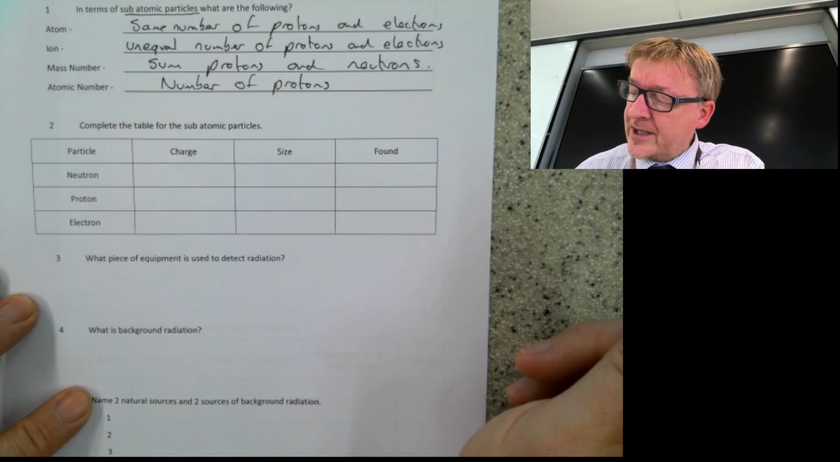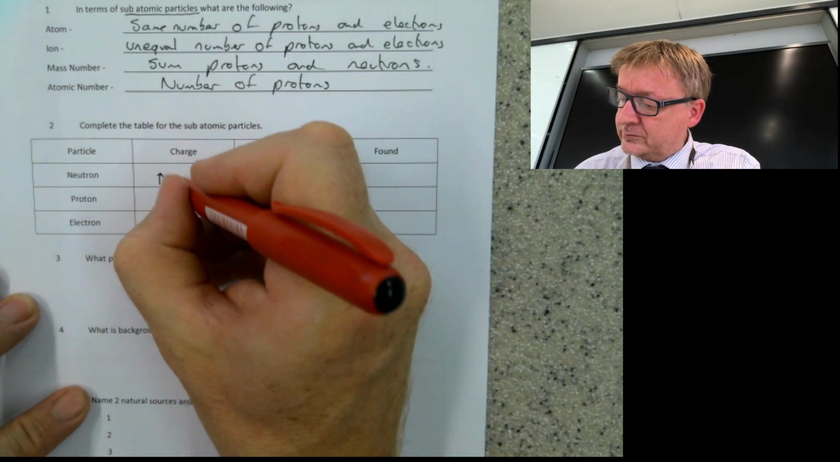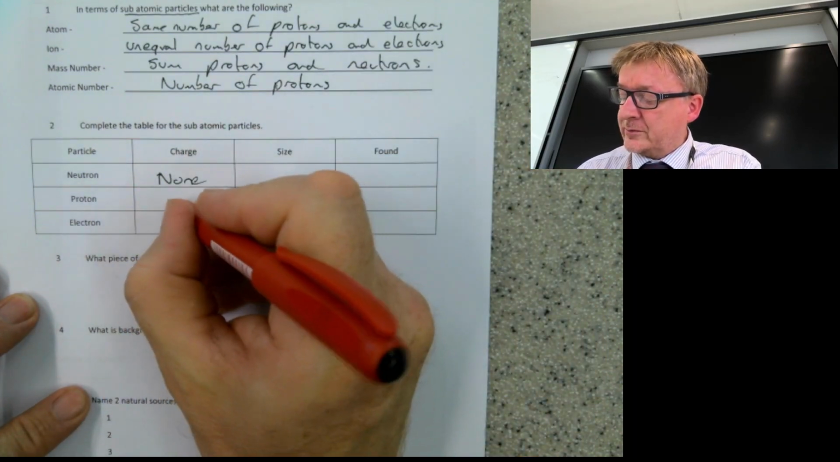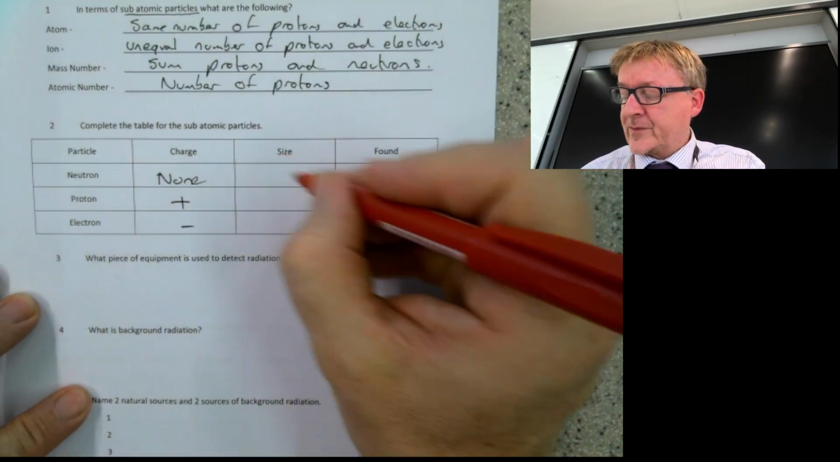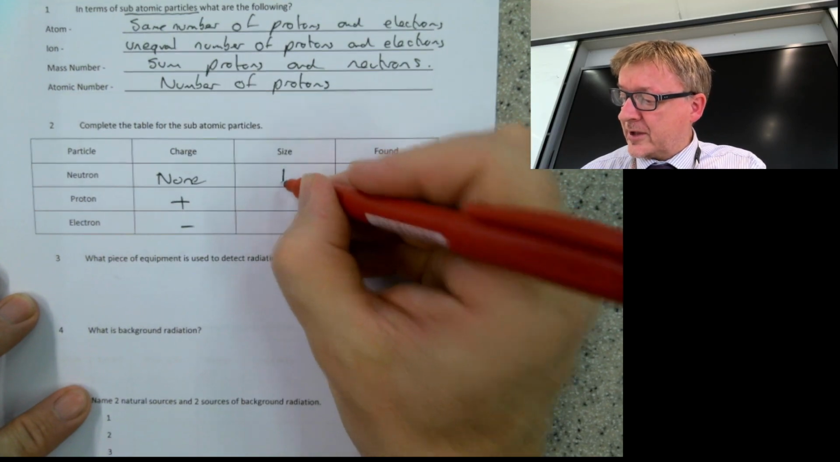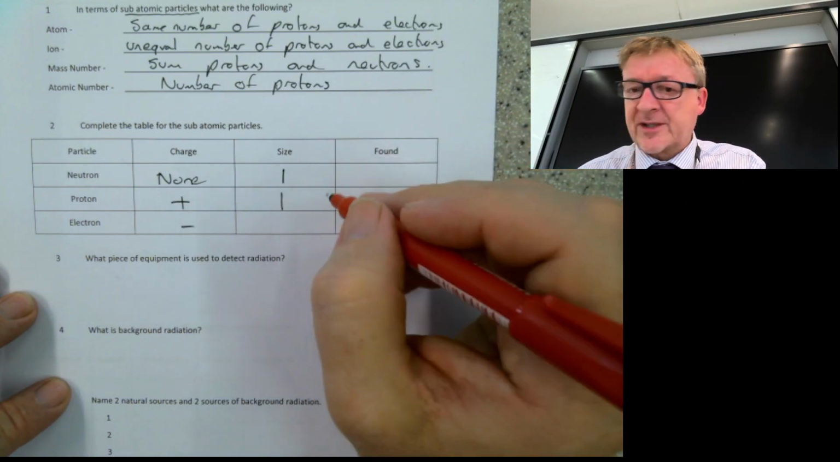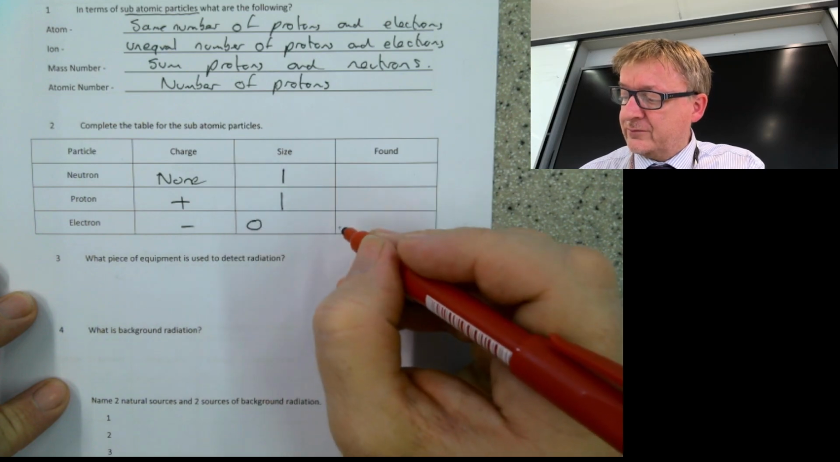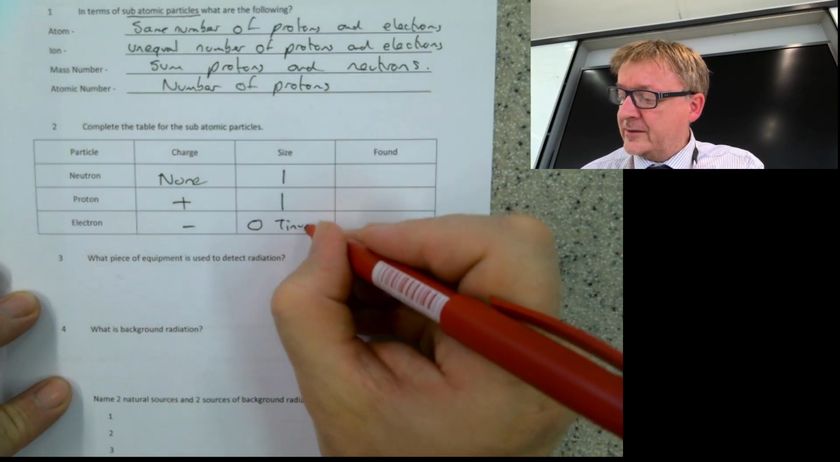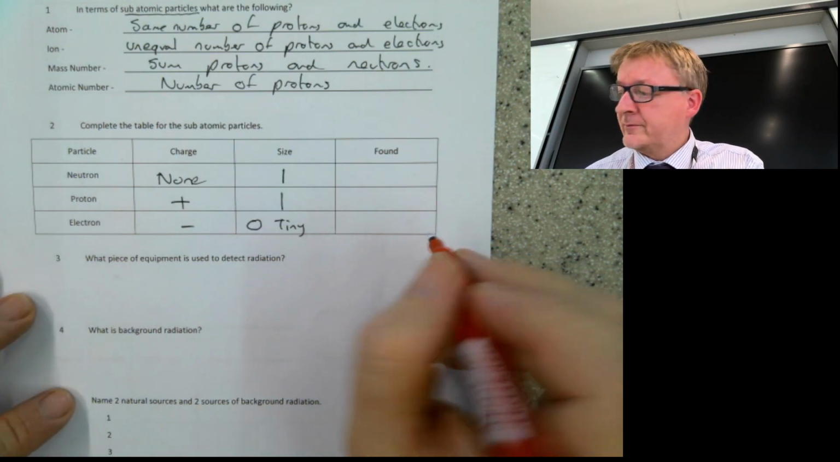Question number 2. Complete the table for the subatomic particles. Neutron, no charge. Proton, positive, electron, negative. The relative sizes, right? A neutron, size 1, proton, size 1. Now, there's kind of no units to it, but basically it's saying they're both the same size. Now, an electron, you could have size 0, you could have tiny, or you could have the word negligible, which basically means there's very, very little of it.